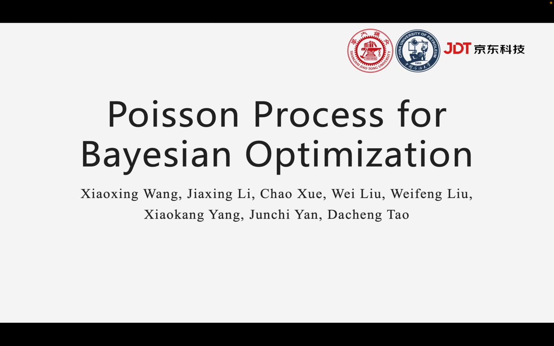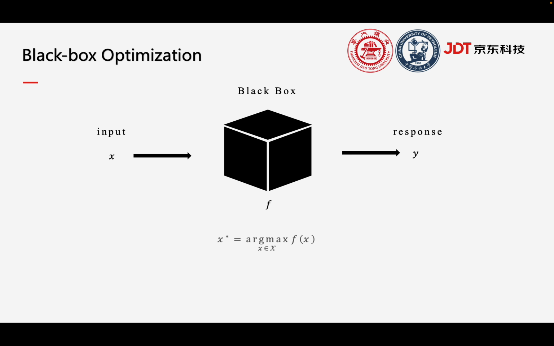In this video, we will introduce an effective Bayesian optimization method based on Poisson process. In the black box system, we can only observe the noisy response of the input signal without other function information of f. In some scenarios, we even cannot directly access the absolute response y, but only some relative response of the input, such as preferences or rankings.